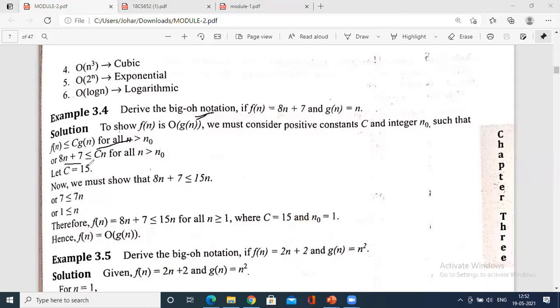So why do you assume C equals to 15? One second, I'll erase this. Now let me analyze. So given problem, f of n is 8n plus 7. You plot on the LHS 8n plus 7, right? Less than or equals to C of G of n, right?